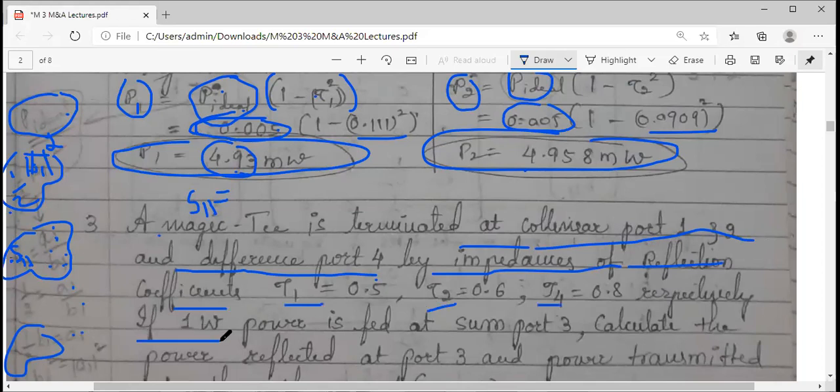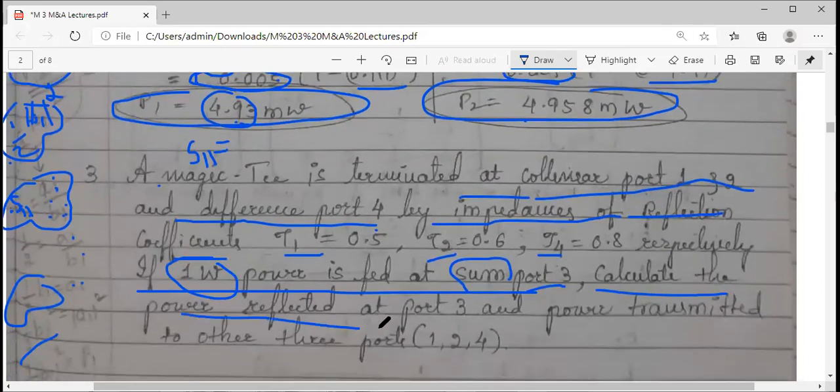And if 1 watt power is fed at the sum port, that is the side arm which is left, that is a sum port, because at port 3 we are getting the sum signal. That's why it is called sum port 3. So at port 3 we are applying 1 watt power. Calculate the power reflected at port 3 and power transmitted to other 3 ports.